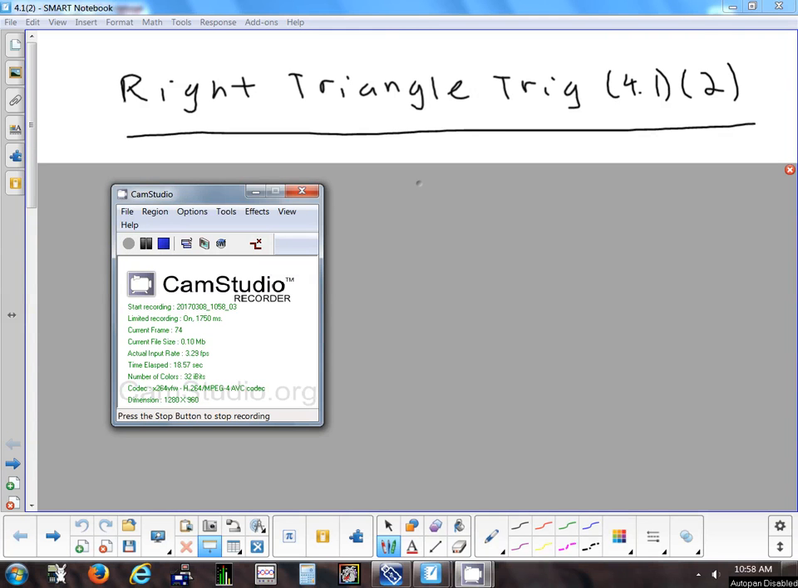But since we're dealing with a right triangle, we're automatically going to know one of the angles is always how much? 90 degrees. So that's one thing you don't have to find. That's always going to be true. And in addition to that, you need to know a couple other things to solve the problem.